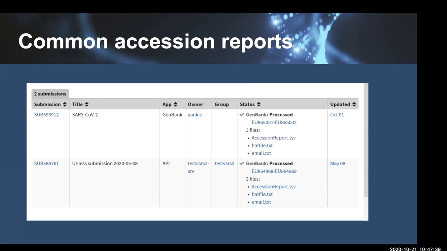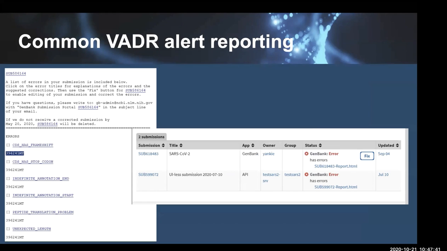Next slide. If there is a VADR alert, you'll get an error report. Again, the top one is a web-based form and the lower one is a programmatic one. And you can see that there's a link to an error report. Again, it says error, not alert. An error for us just means that someone needs to look at it.